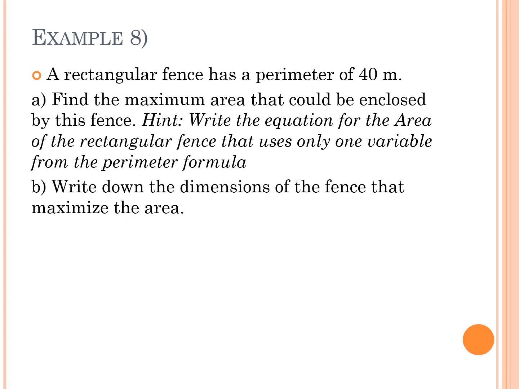We're going to want to write an equation for the area of the fence that uses only one variable. So rather than using length times width, we want to think of it in terms of one variable. And then write down the dimensions of the fence that maximize the area. So again, maximize, that's going to be a vertex. Go ahead and pause it and give this one a try.